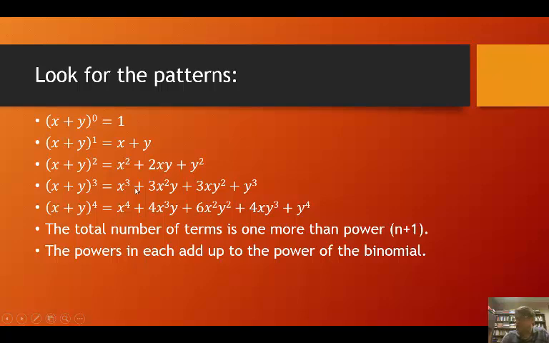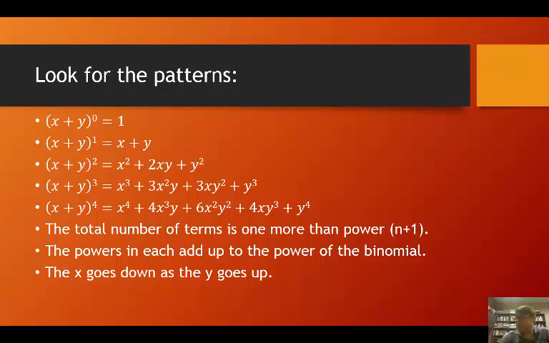So 3, 2 plus 1 is 3, 1 plus 2 is 3, 3. Second power, 1 plus 1 is 2, second power, 1, first power, and so forth. So the powers in each term are going to add up to the power of the binomial. Then notice that the x goes down and the y goes up.